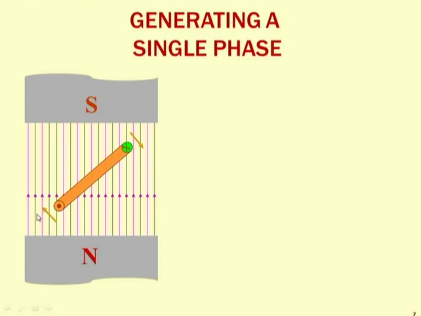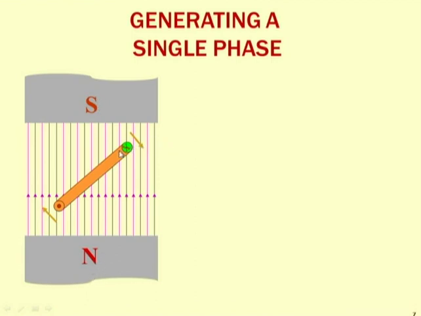Again I repeat that the essential condition for the EMF induced in the conductor, according to Faraday's law of electromagnetic induction, is that a magnetic field is required, which is set up by the north and south pole.